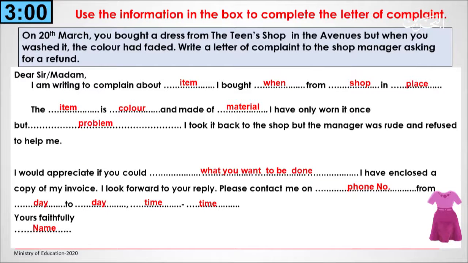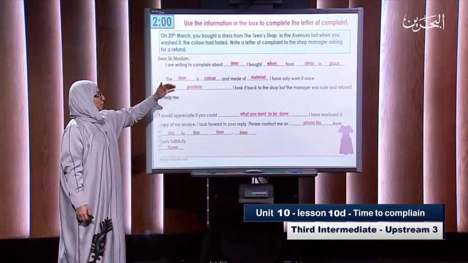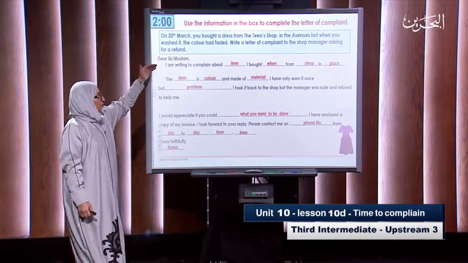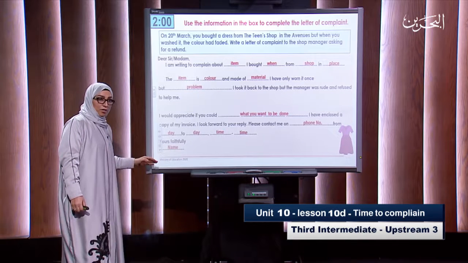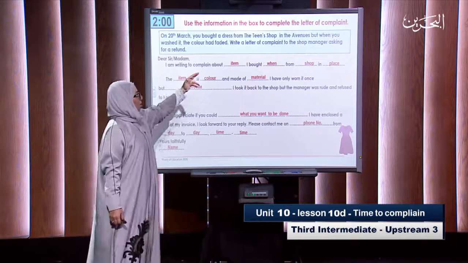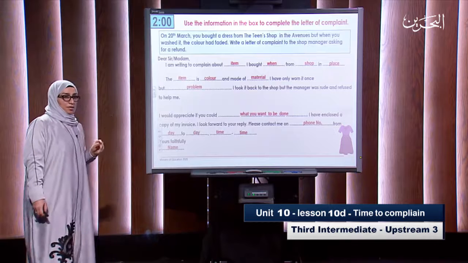Here, my dear students, let's read the question together. On 20th March, you bought a dress from the Teens shop in the Avenues, but when you washed it, the color had faded. Write a letter of complaint to the shop manager asking for a refund. Here is the letter with the blanks. You start with Dear Sir or Madam, and paragraph 1, paragraph 2, paragraph 3. And in the end, you have to sign your name, of course. These are some clues to help you write the letter. I'll give you 2 minutes to do this task.